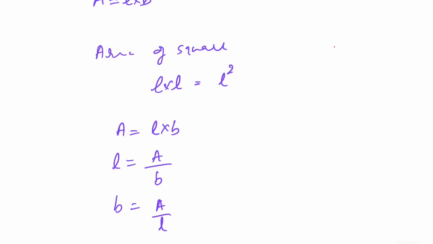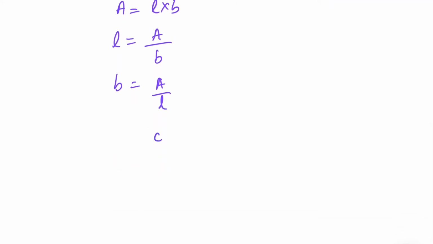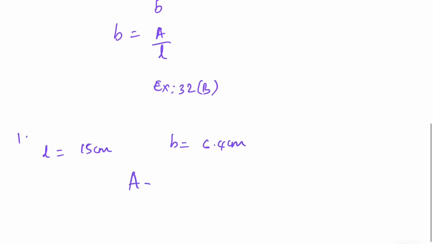So, let us slowly start with the exercise now. Coming to exercise 32b, we had completed 32a in our previous class. Let us start with 32b. First question, find the area of a rectangle whose length is equal to 15 centimeter and breadth is equal to 6.4 centimeter. So, how do I find area? Area is equal to length into breadth, that is equal to 15 into 6.4.